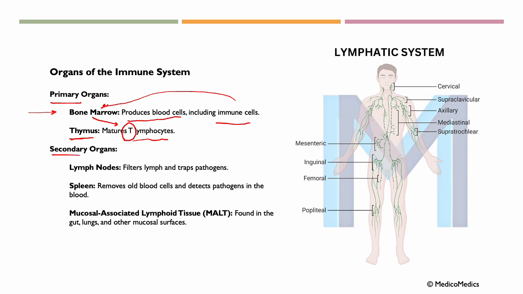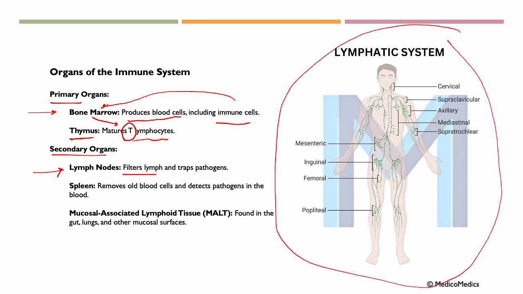Furthermore, we have secondary organs. We have lymph nodes. These filter lymph and trap pathogens. And you can see here a general illustration of the lymphatic system. And you see these things that look like nodes. That's exactly what they are. These are lymph nodes scattered all over our body.